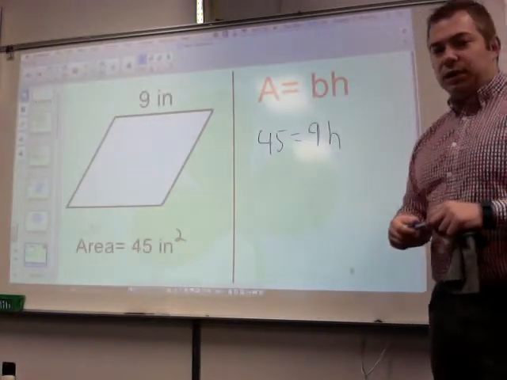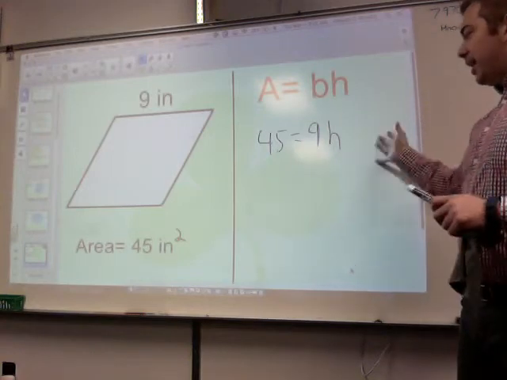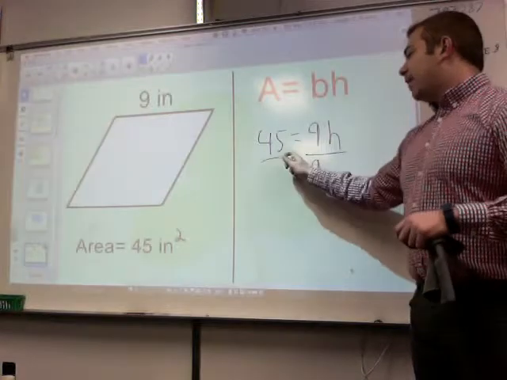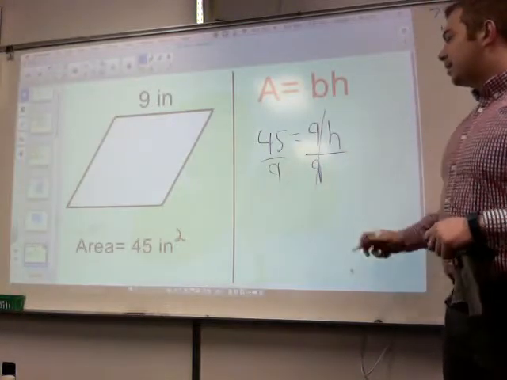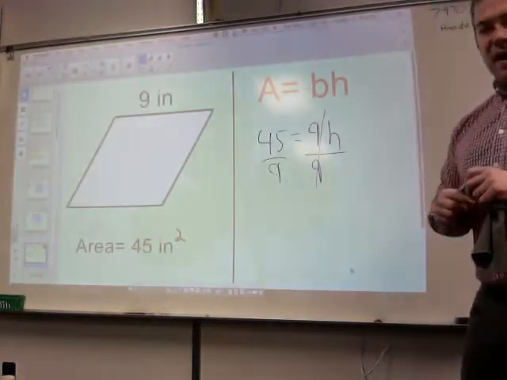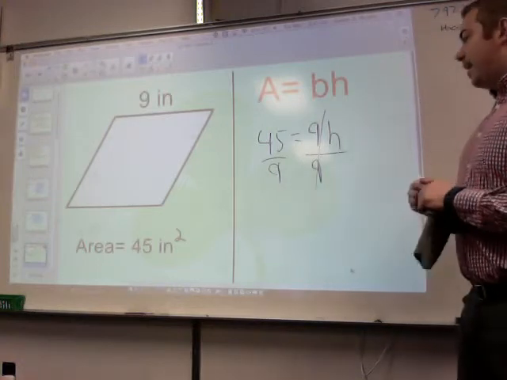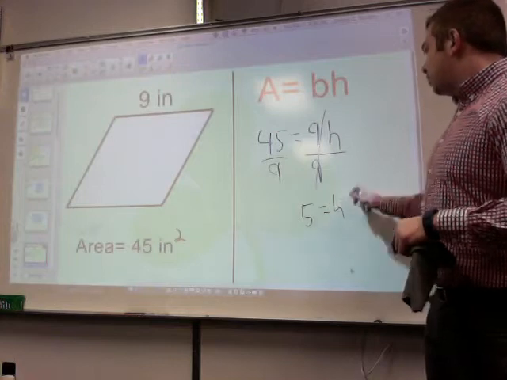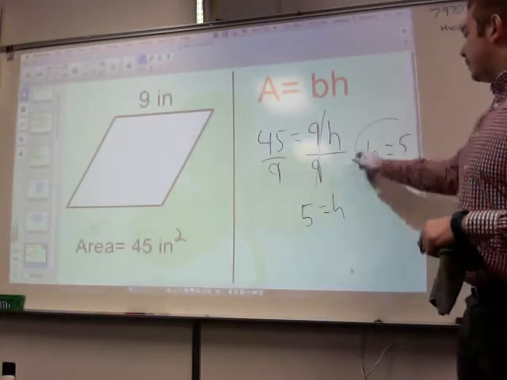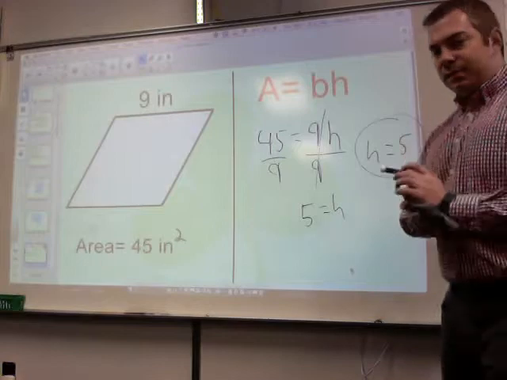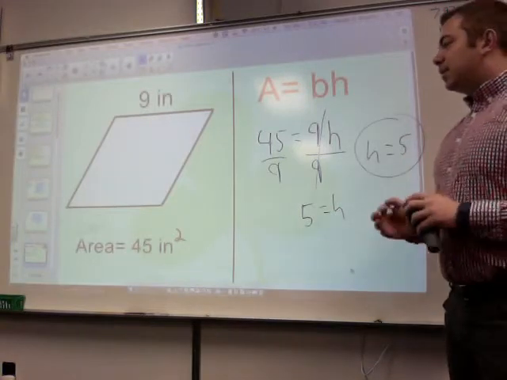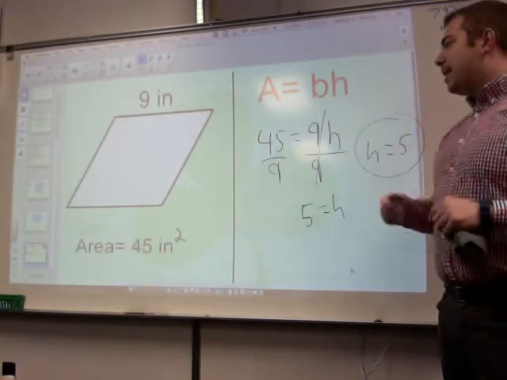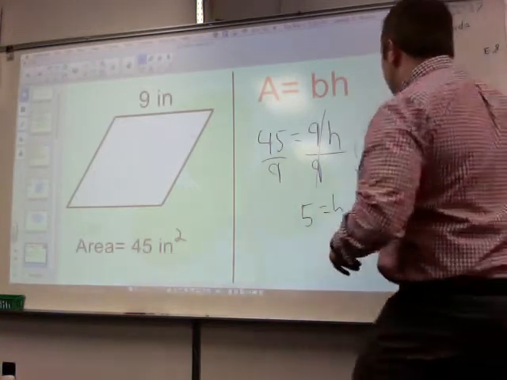Just like a few units ago, how do I solve for h? I've got to get it by itself. So since this is multiplying, I divide by 9, and I divide by 9. These 9s cancel out. 45 divided by 9 equals, you guessed it, 5. So my height, 5, equals h, or h equals 5. All right, there it is. Now this is not squared because this is just my height. If it was my area, it would be units squared.